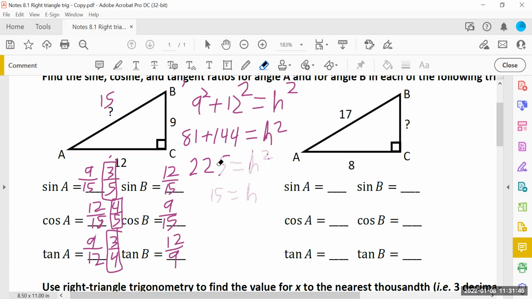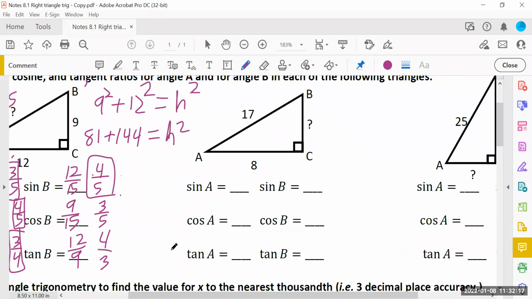So let's go ahead then and reduce them just like we reduced the other one. So 12 over 15 becomes 4 over 5. 9 over 15 becomes 3 over 5. And 12 over 9 becomes 4 over 3. So that's the only one that's different. 4 over 3. The tangent of A and tangent of B are linked in that they're reciprocals of each other, because again, I'm just switching which one's the opposite and which one's the adjacent.